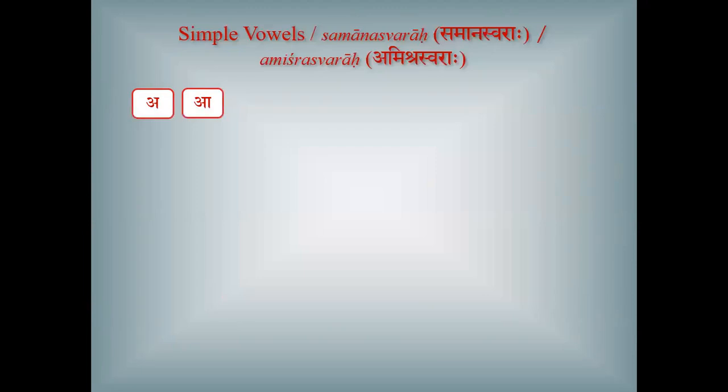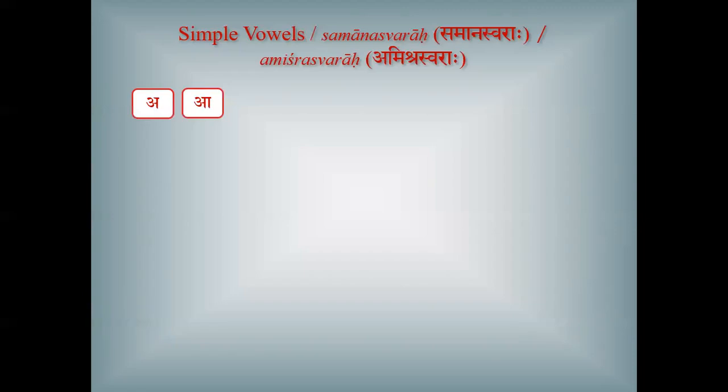The second one is longer. It is the long vowel Ā. You have to stretch it. Short, long. It has got one unit of time. We will be seeing later, but still I will explain now. A is the short vowel which takes one unit of time. How do you measure? One unit of time could be 1 second, or the time taken to blink.